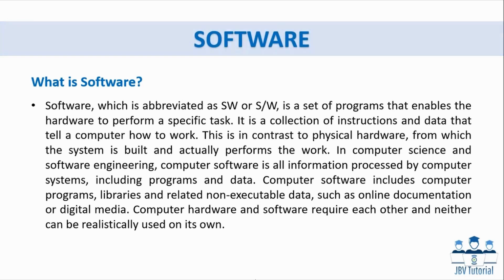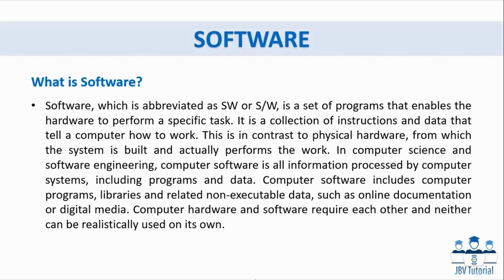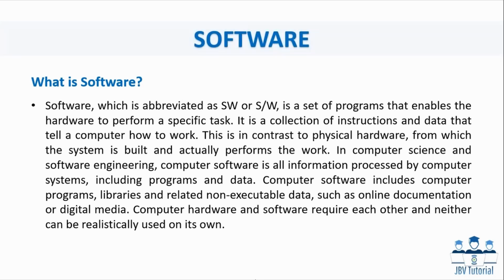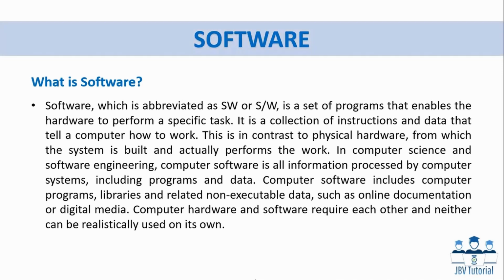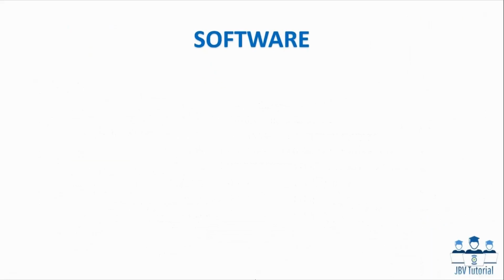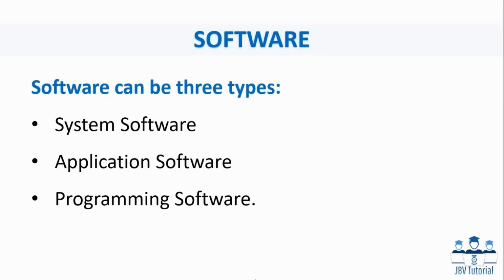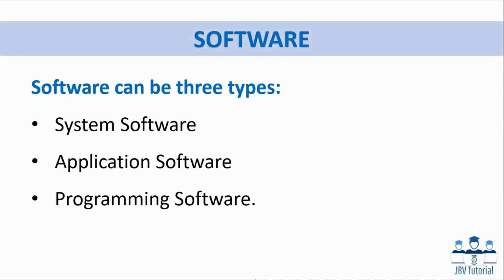In computer science and software engineering, computer software is all information processed by computer systems, including programs and data. Computer software includes computer programs, libraries, and related non-executable data, such as online documentation or digital media. Computer hardware and software require each other, and neither can be realistically used on its own. Software can be of three types: system software, application software, and programming software.